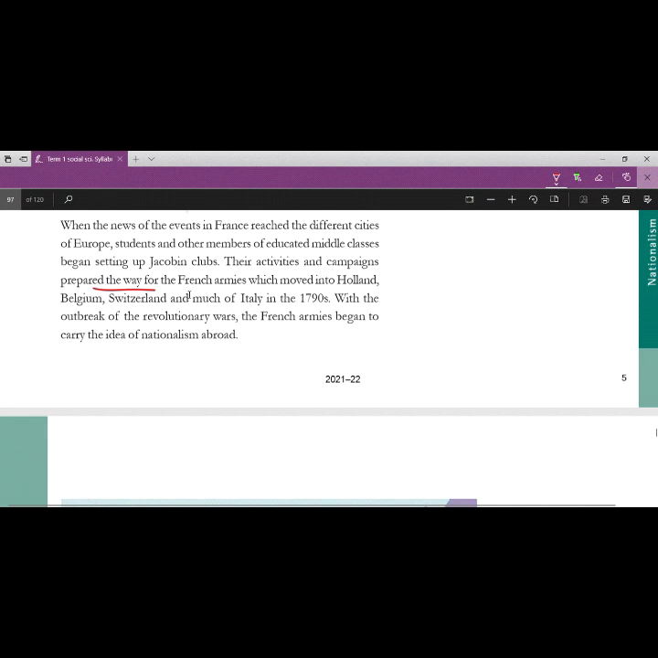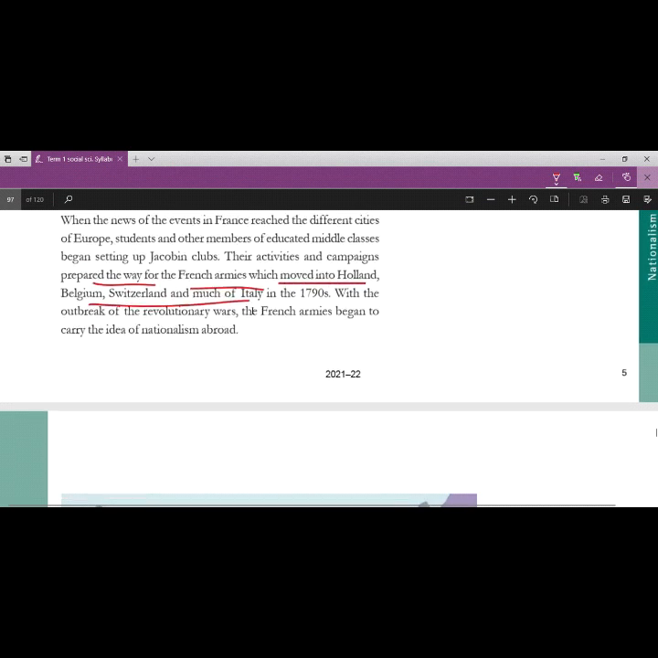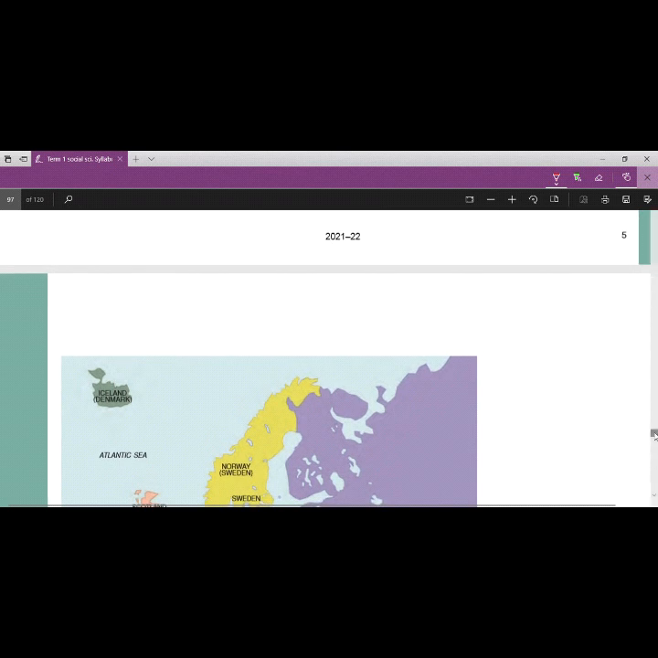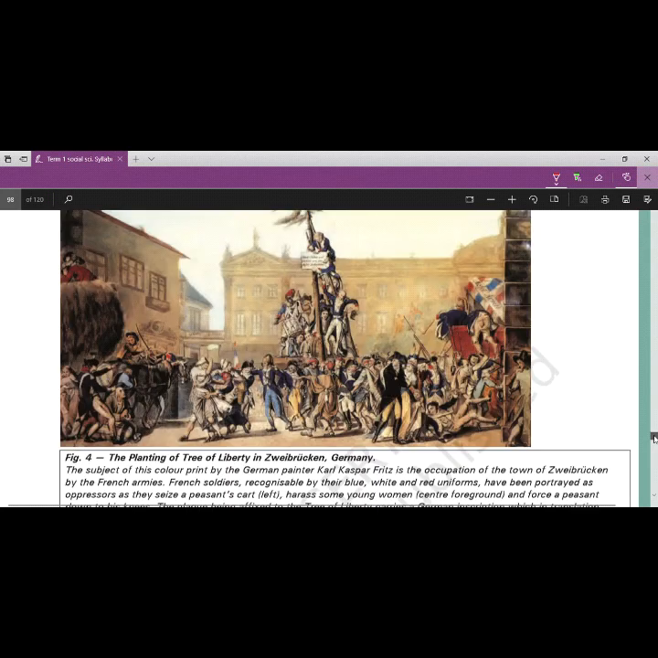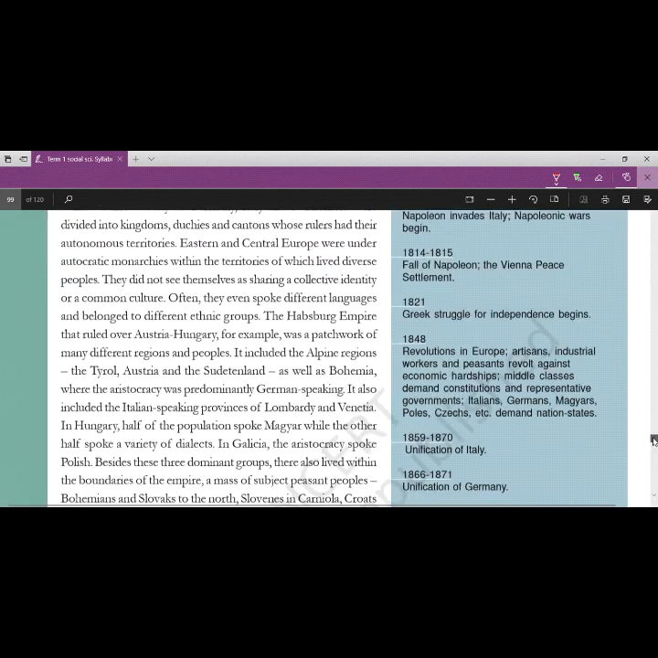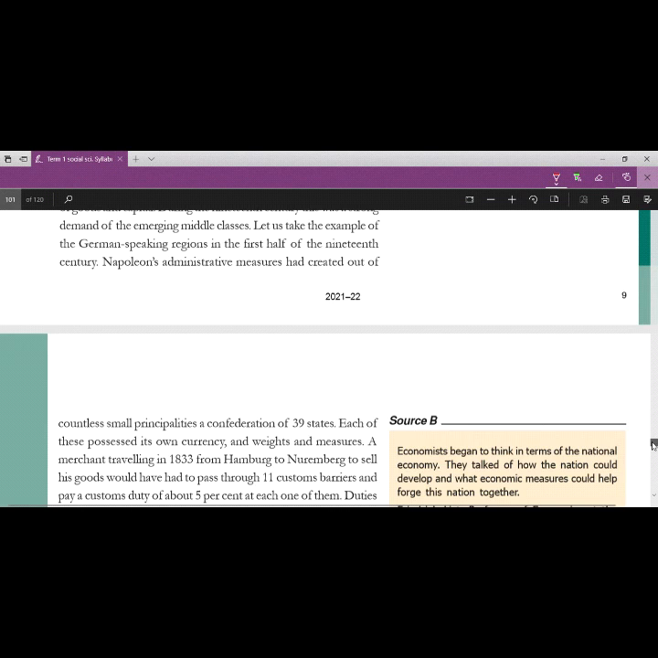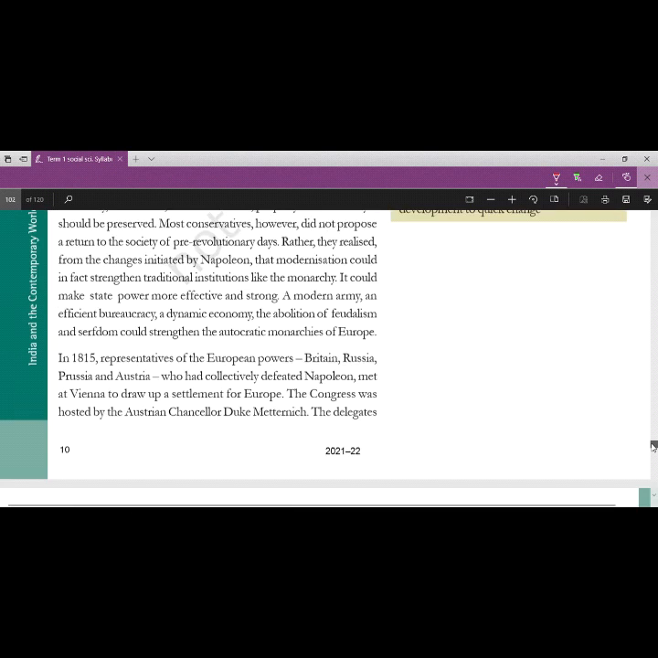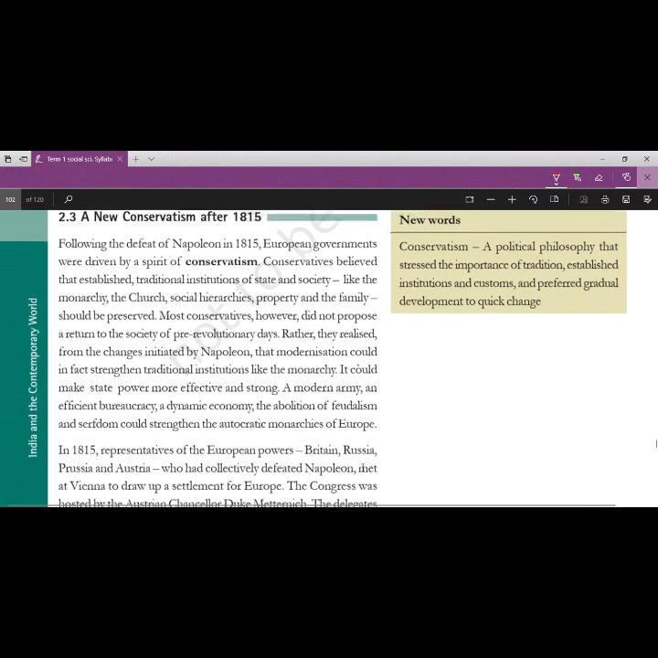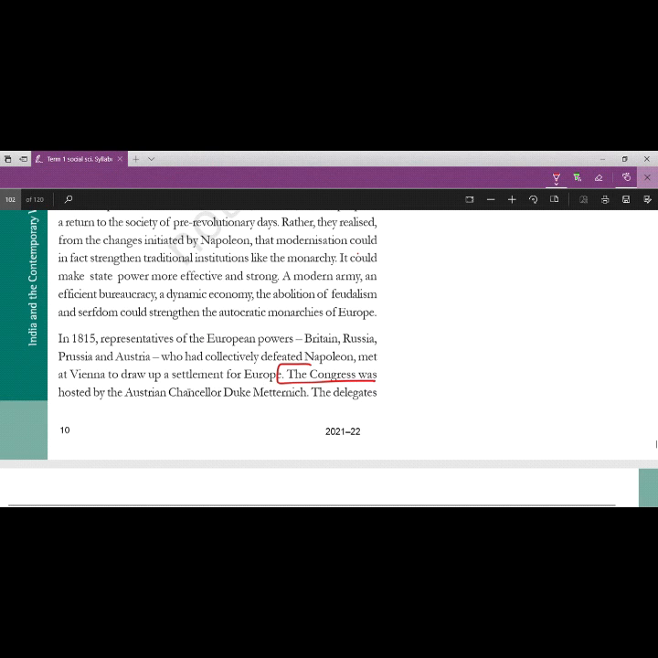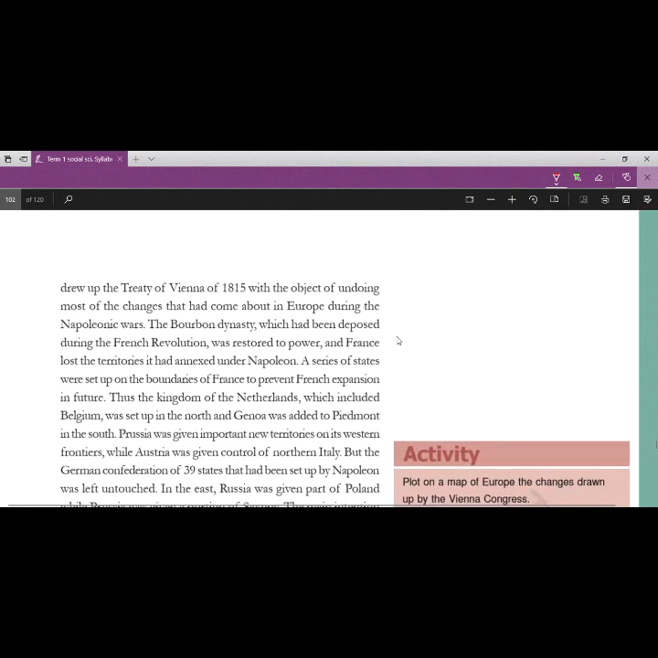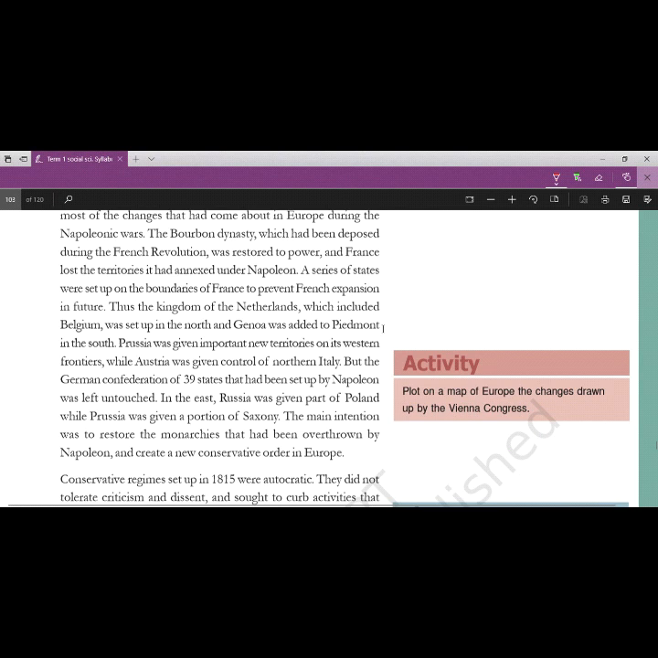Their activities and campaigns prepared the way for French armies which moved into Holland. This kind of question from this line you can get. Making of nationalism in Europe, next part. Any question can be asked. There is one question. Yes, this. The Congress was hosted by the Austrian Chancellor Duke Metternich. It is a very important question. Prussia was given important new territories on its western frontiers, while Austria was given control of northern Italy.